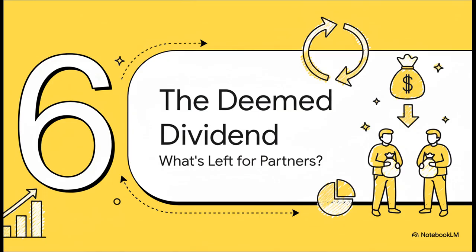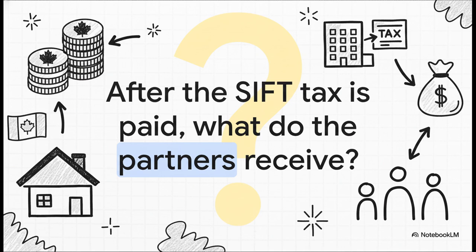Okay, so we've gotten really good at calculating the tax that the partnership has to pay. But honestly, that's only half the story. The whole reason this tax exists is to change what the partners get at the end of the day. So now we have to ask, what does this actually mean for them? And that brings us to the million-dollar question, doesn't it? After the SIFT partnership pays all this tax, what's actually left for the partners? And what form does it take when it hits their hands?